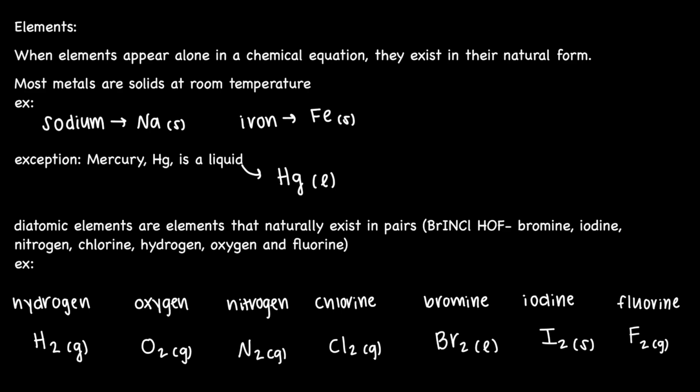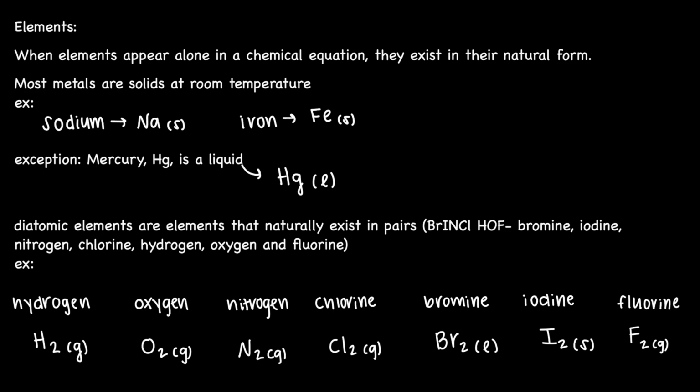Next, we have a special group of elements called the diatomic elements. These elements naturally exist in pairs. A common way to memorize them is the phrase Brinkelhoff. These elements are hydrogen, nitrogen, oxygen, fluorine, chlorine, bromine, and iodine. When written alone in an equation, they must appear as pairs. For example, hydrogen becomes H2 gas, oxygen becomes O2 gas, nitrogen becomes N2 gas, chlorine becomes Cl2 gas.